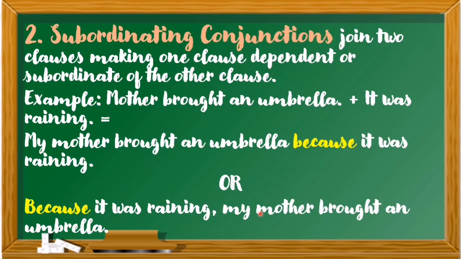Number two, subordinating conjunctions. They join two clauses, making one clause dependent or subordinate to the other clause. Example: My mother brought an umbrella plus it was raining equals my mother brought an umbrella because it was raining. Or: Because it was raining, my mother brought an umbrella. Okay, hope you get it.